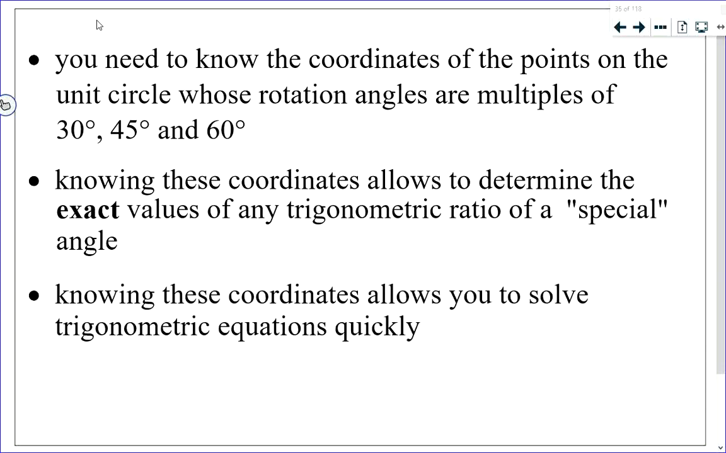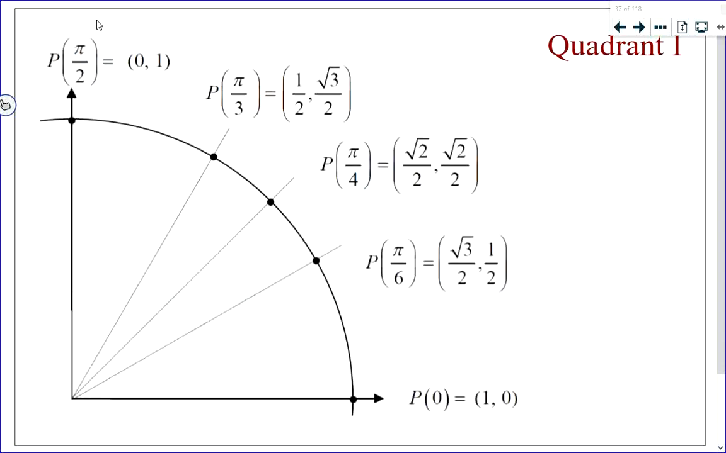Knowing those coordinates also allows you to solve trigonometric equations quickly. Now, I'm just going to quickly go through this with you because I think there is some value in reviewing how we know what some of these numbers are. You need to know that any terminal point on the unit circle that's at a 45-degree angle has the coordinates √2 over 2, comma, √2 over 2.